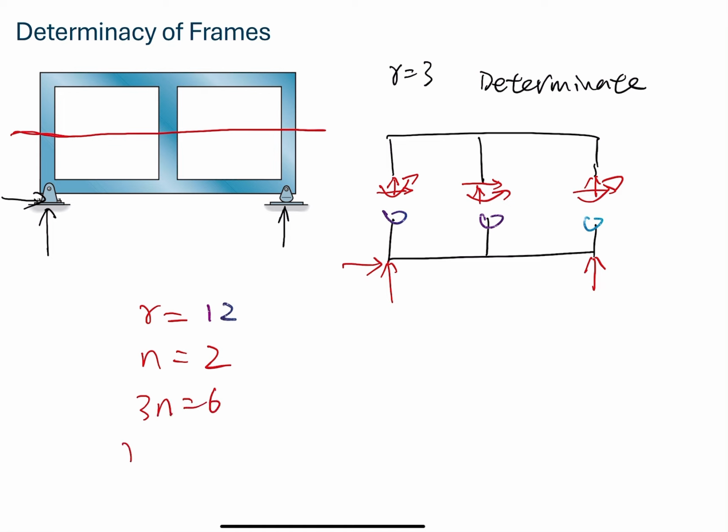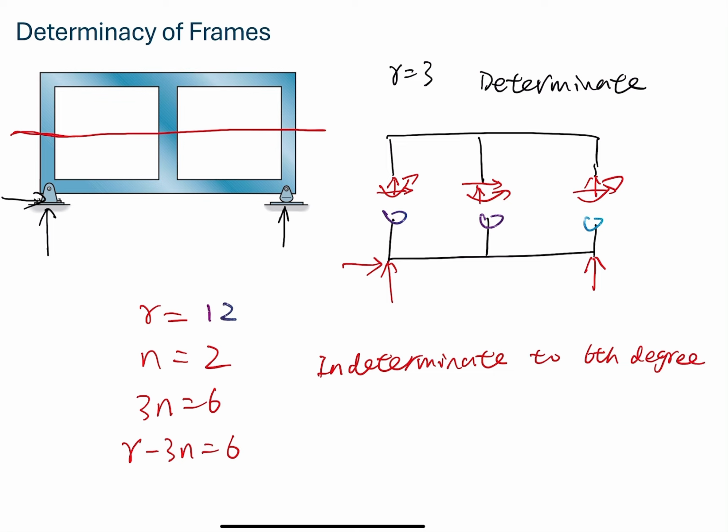So then R larger than 3n, R minus 3n equal to 6. So this is indeterminate frame structures and to the 6th degree.